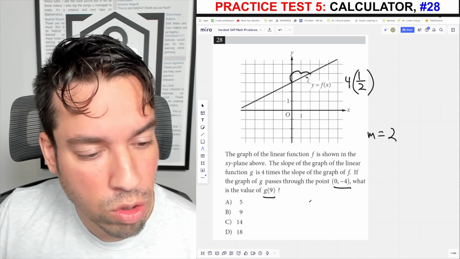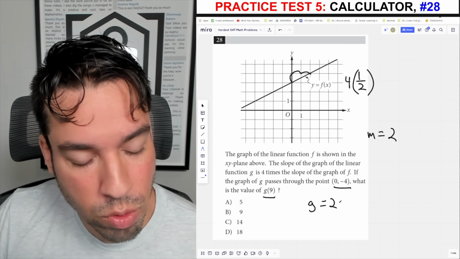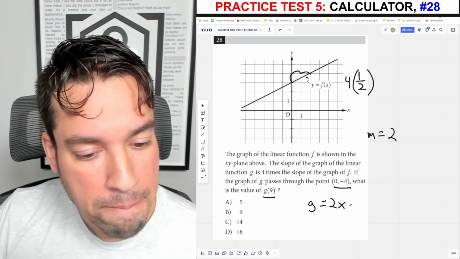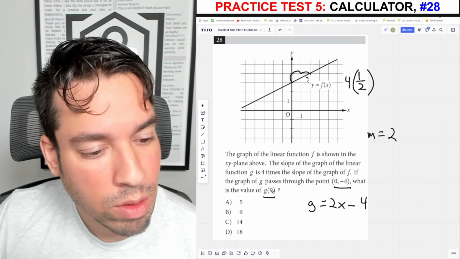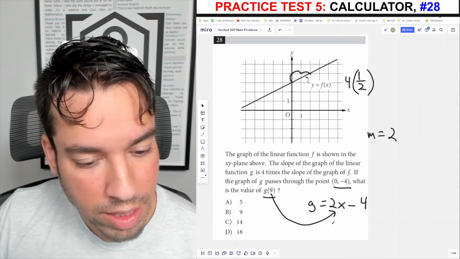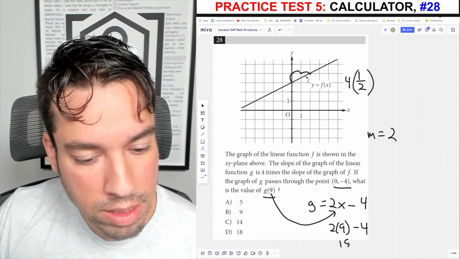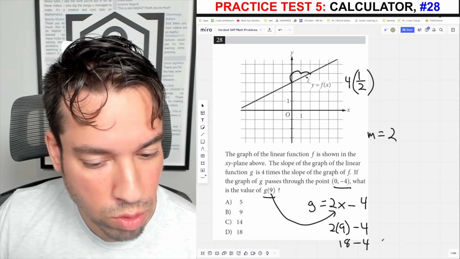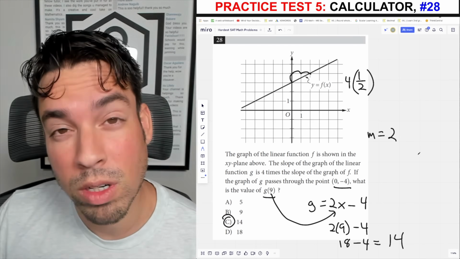So first let's get our equation for g, which is linear, so it's 2x, because that's my slope, minus 4, because that's the y-intercept, -4. Great. And then what is g of 9? Now I just plug 9 into this function, and I get 2 times 9 minus 4, which is 18 minus 4, which of course is 14. C is the winner, and we're done.